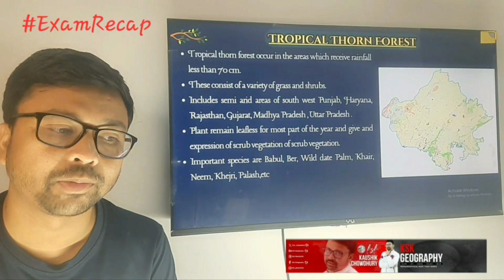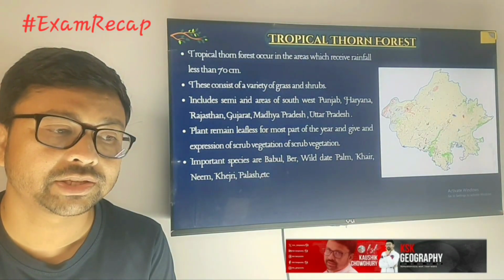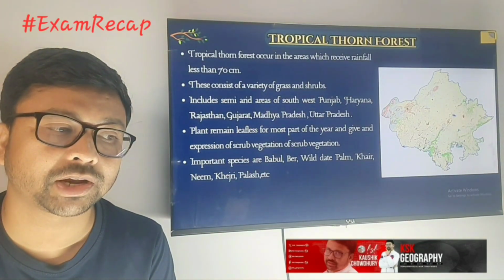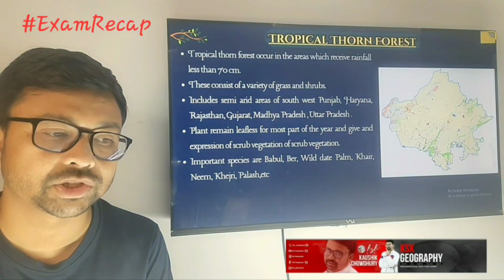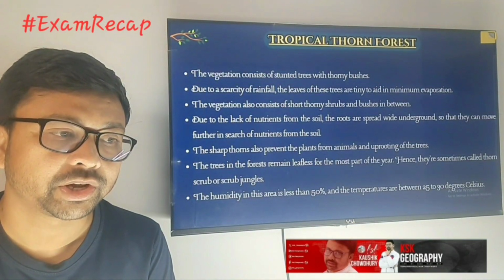And here the important trees are babul, ber, wild date palm, khejri, neem. Those are the important trees found here. These are found mainly in Punjab, Haryana, Rajasthan, Gujarat, Madhya Pradesh and Uttar Pradesh. Those are the important vegetation.